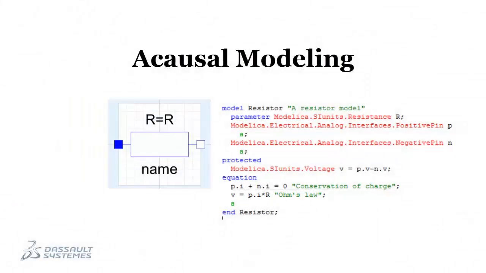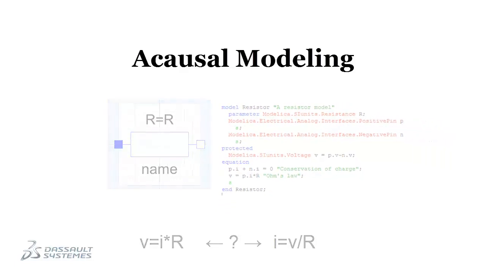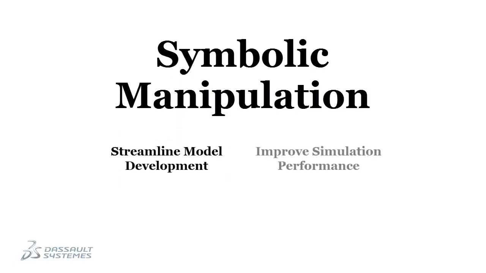Instead, they create a single model that captures the relationship between current and voltage. When the time comes to generate code, Dymola will use something called symbolic manipulation to figure out which form of Ohm's law is needed for each resistor component. Symbolic manipulation is used in many different ways by Dymola to streamline the model development process and improve simulation performance. We will discuss symbolic manipulation in greater detail later in this series.